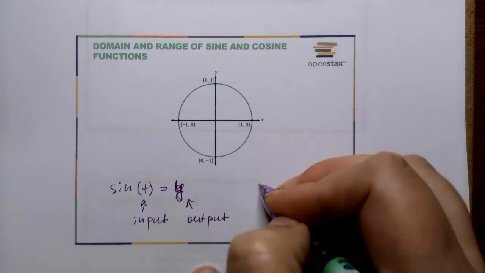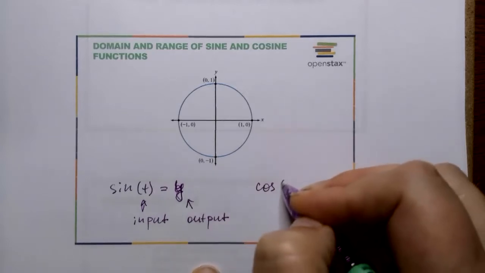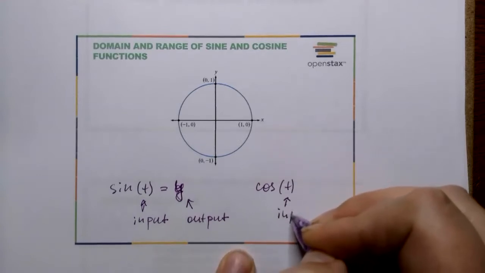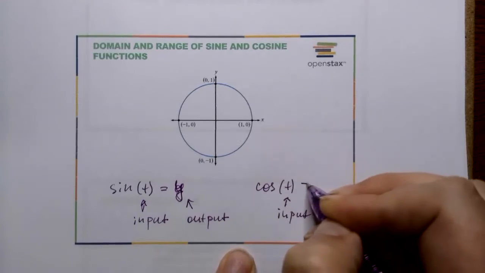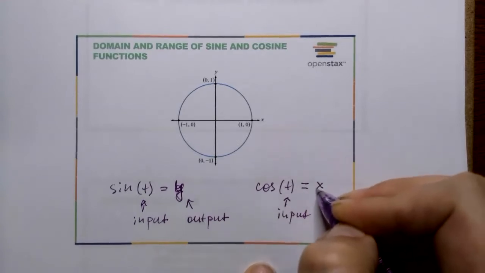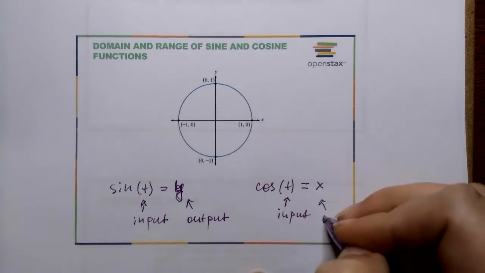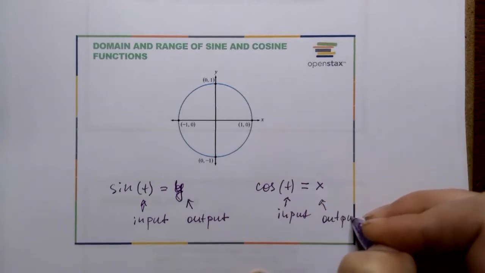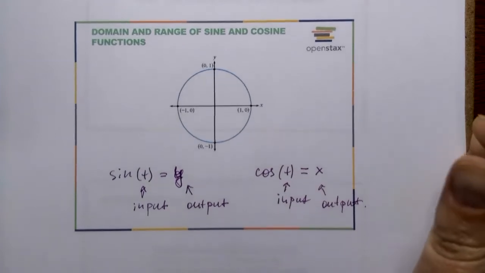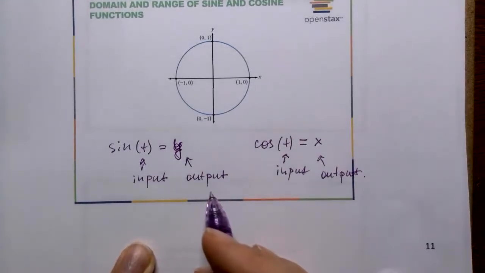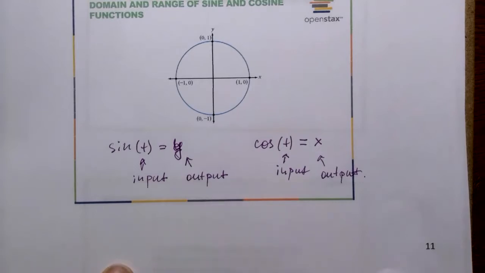Now with cosine functions, again, you input an angle, and the output will be the corresponding x-coordinate of that angle, right? So these are functions where you input an angle and it spits out your corresponding coordinate on the unit circle.